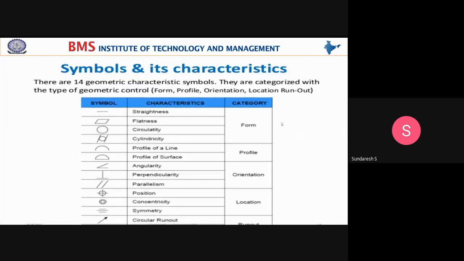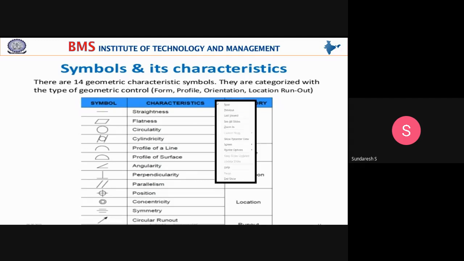Now let us look at the different symbols and characteristics of geometric tolerances. There are 14 geometric characteristic symbols. They are categorized by the type of geometric control: form, profile, orientation, location, and runout. This is the major classification. The categories and symbols are represented over here. I think you might have studied this in your metrology concepts also. The same thing is repeating over here, but we are going to discuss it in a different way, right?